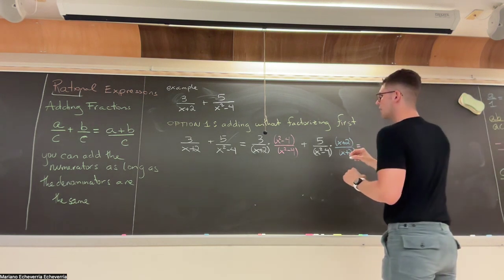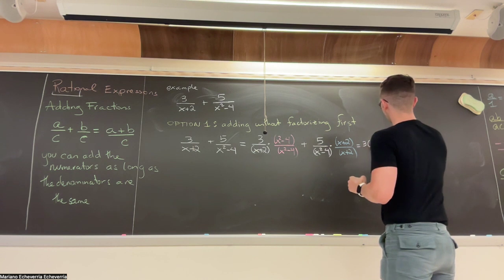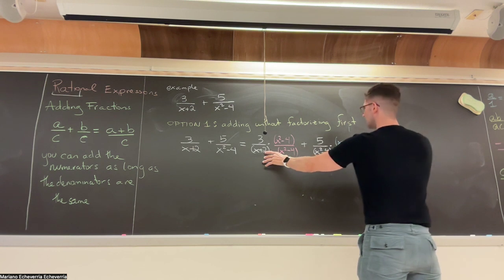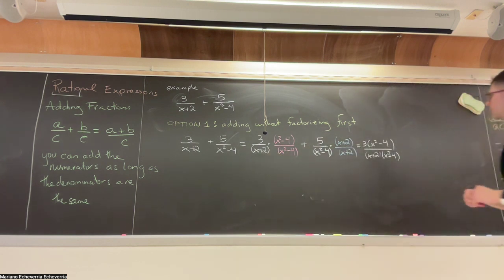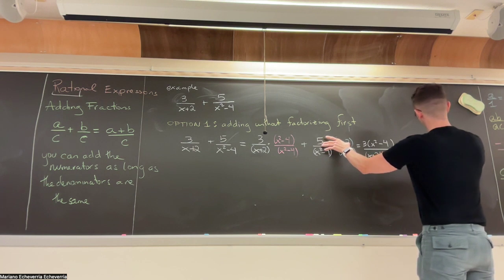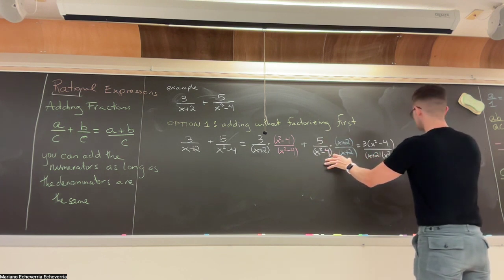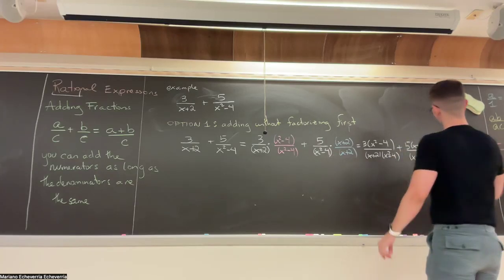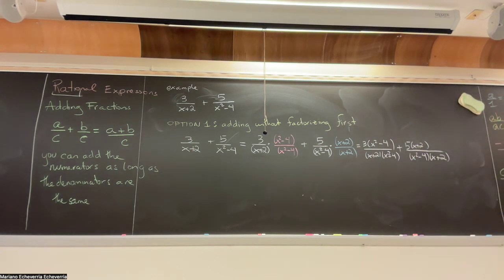Let's see. So now just do this extra step. You multiply the numerators, multiply the denominators. And then multiply the numerators, multiply the denominators. Okay. Now the denominators are all the same.